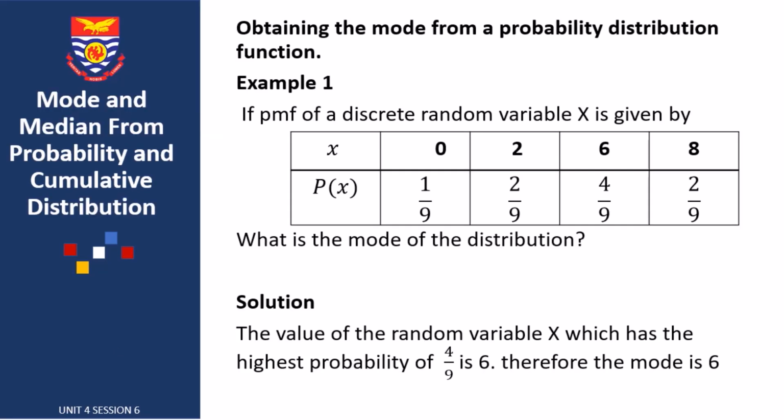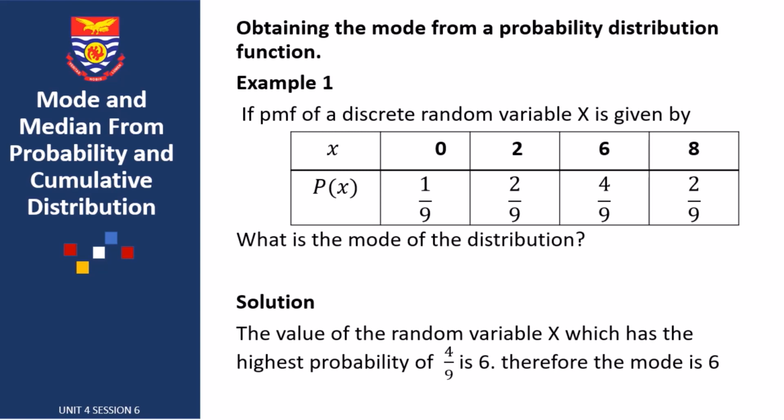Obtaining the mode from a probability distribution function. It goes straight to an example. If you have a PMF, that's a probability mass function of a discrete random variable x, given by x assuming values 0, 2, 6, and 8 and corresponding probabilities, we are asked what is the mode of the distribution.